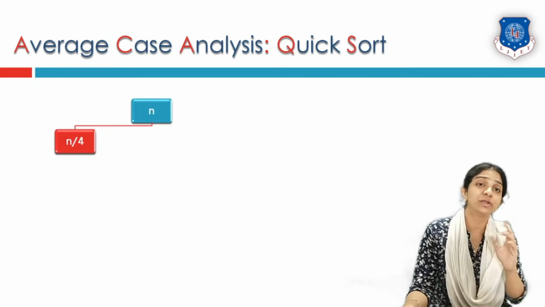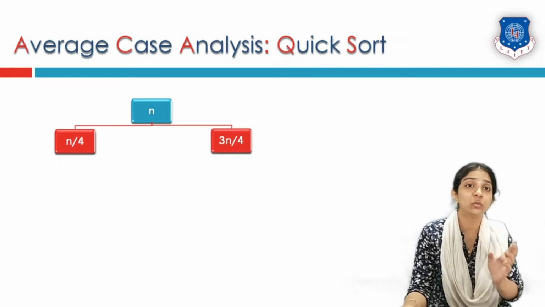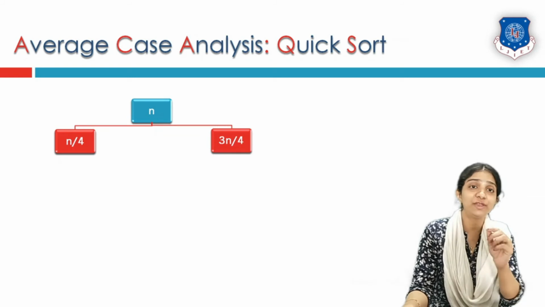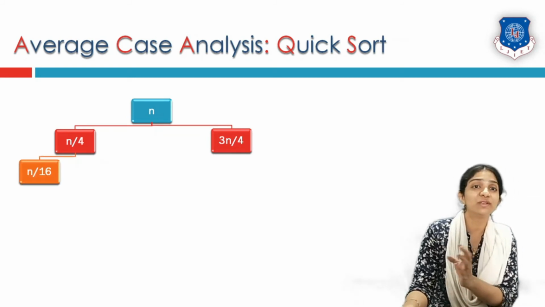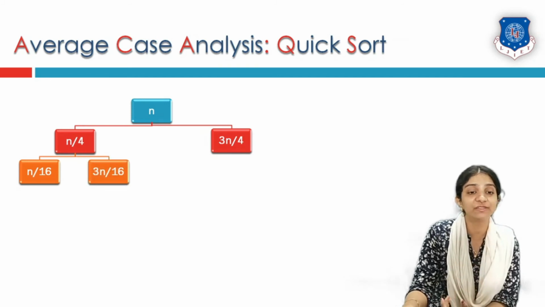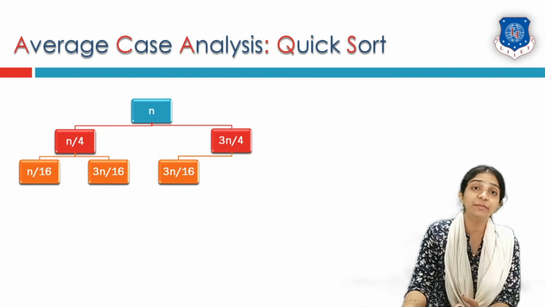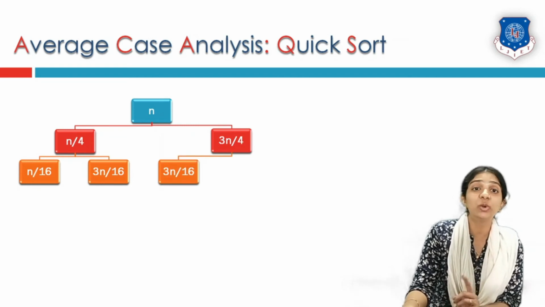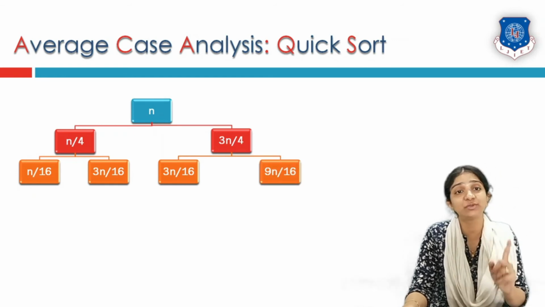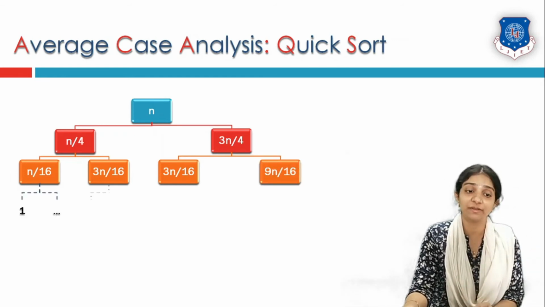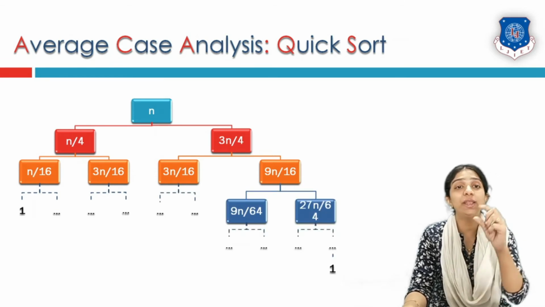Of n elements, towards the left there are n by 4. That means only one element is there. And towards the right there are 3 elements, so 3 out of 4. Now, out of n by 4, towards the left n by 16 elements are there, and towards the right 3n by 16 elements are there. Similarly, for 3n by 4, towards the left 3n by 16 elements are there, and towards the right 9n by 16 elements are there. And we keep on dividing this list until we get one element in its place.